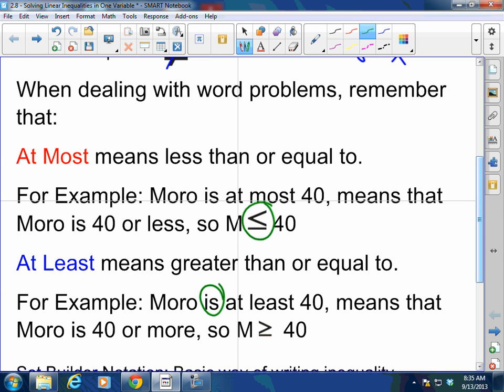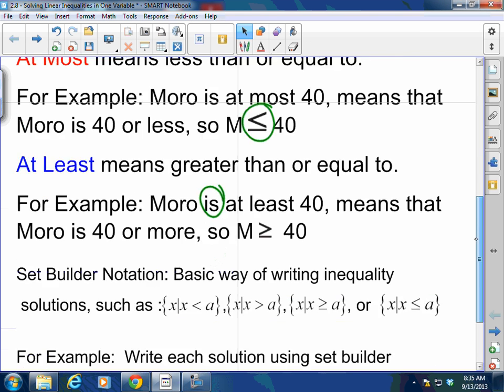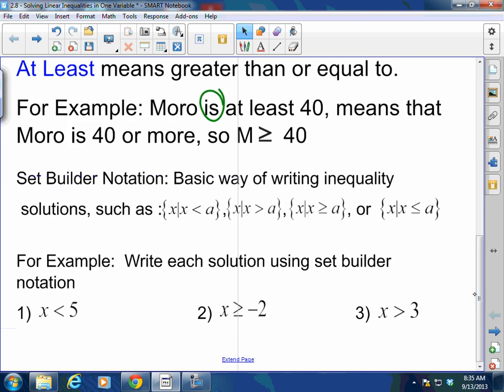You guys are at most probably 15. You're 15 or less. Does that make sense, guys? Have you ever been taught about the at most or the at least thing? Okay, good. For those of you that haven't, now you know. Okay. Now, before we get into the actual inequalities, there's still a few pointers I've got to go over with you guys.